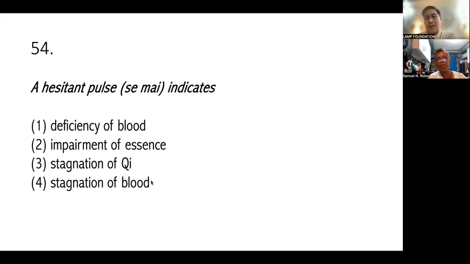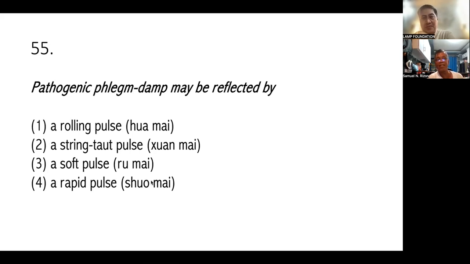So I presume you have observed this in some of your patients? Yes, Doc. Okay, number 55. Pathogenic phlegm may be reflected by a rolling pulse. And then we have the string taut pulse. What is another term for this? Yung parang string, starts with a W. Yeah, it's wiry pulse. So it's phlegm that would affect the liver as well.